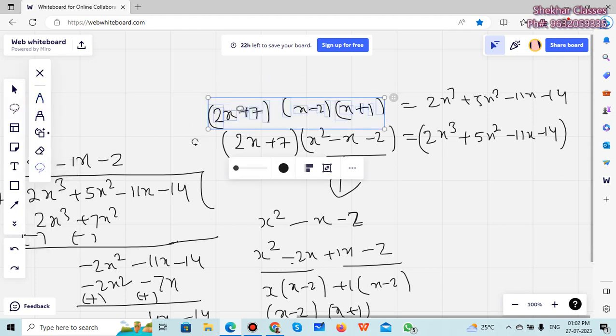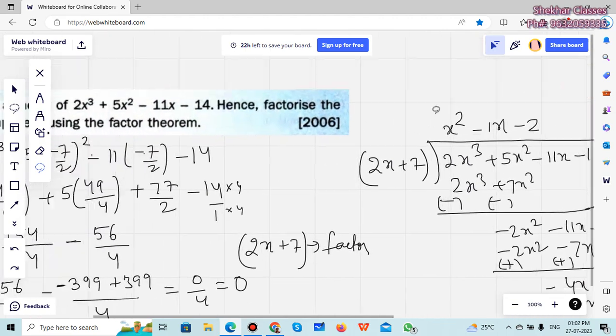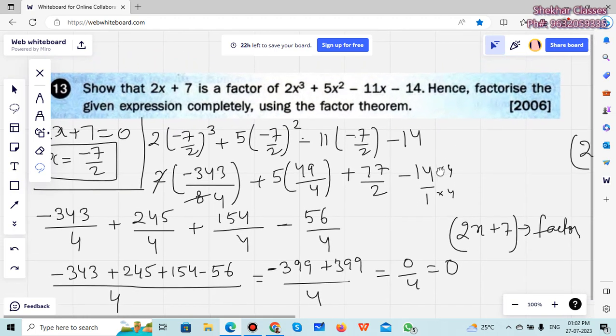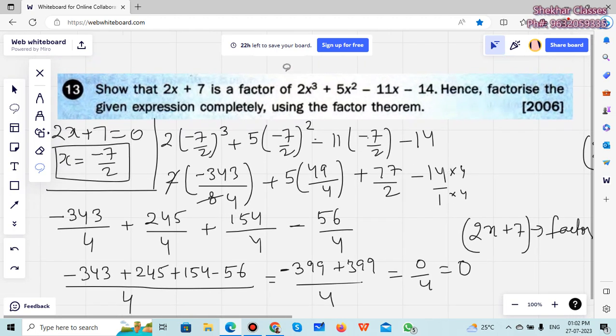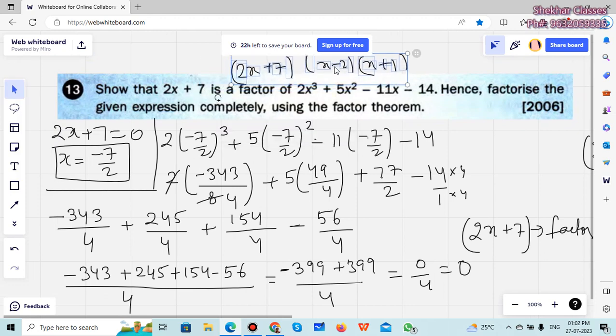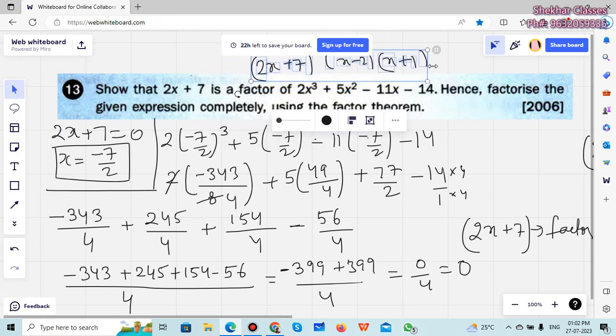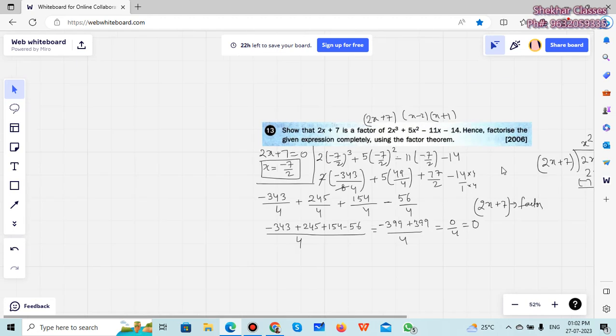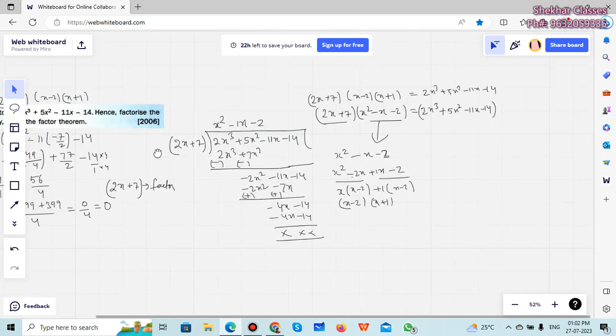Fine. And I'm putting it here. See, the question was to factorize this, and I have factorized that part. The answer is this one here. So the factorized form of 2x cube plus 5x square minus 11x minus 14 is 2x plus 7, which we already proved earlier, into x minus 2 into x plus 1, and we got it how? You must have seen that earlier in the question there. Okay, this entire thing.